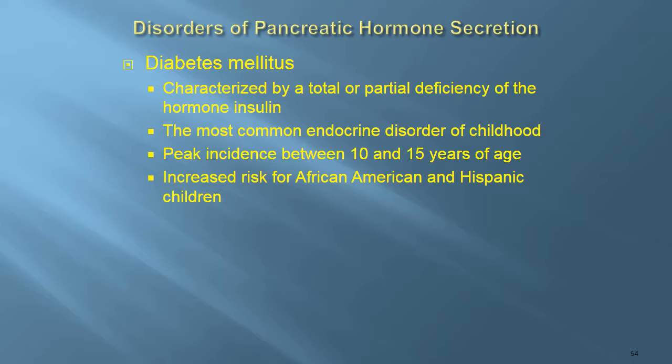Disorders of pancreatic hormone secretion. Diabetes mellitus. This is characterized by a total or partial deficiency of the hormone insulin. This is the most common endocrine disorder of childhood. The peak incidence occurs between the ages of 10 and 15 years of age. There's an increased risk for African American and Hispanic children.